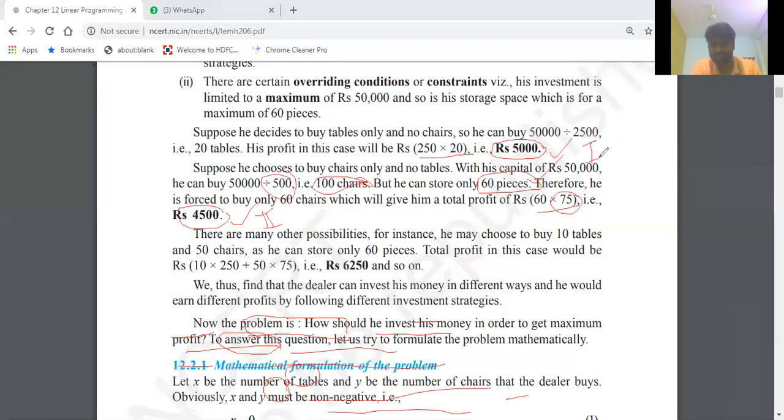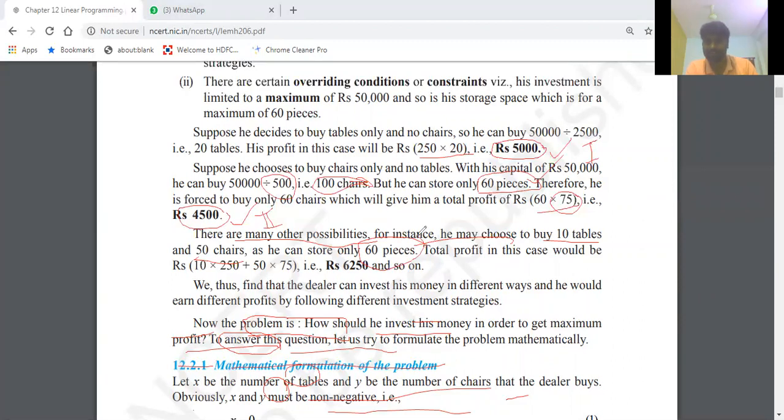Now in the first case you got 5,000 rupees profit. In the second case you got 4,500 rupees profit. Now let me take some number of chairs and some number of tables to increase my profit. We'll see what happens. There are many other possibilities, not only these. For instance, he may choose 10 tables and 50 chairs, total 60 items. Correct? 60 pieces you are able to purchase.